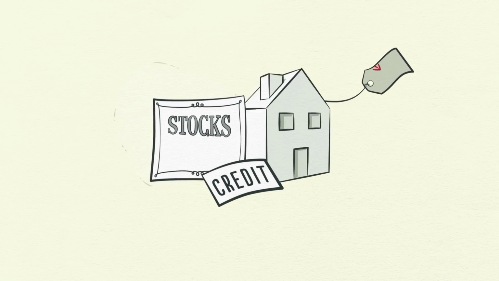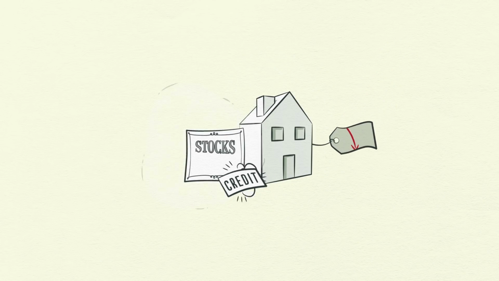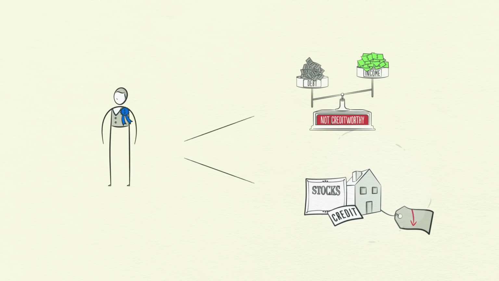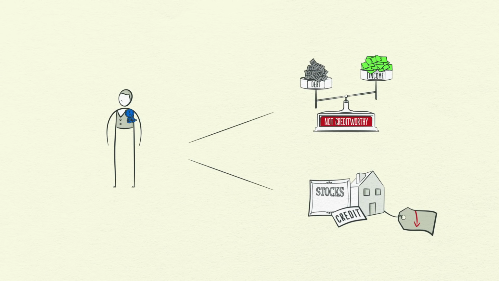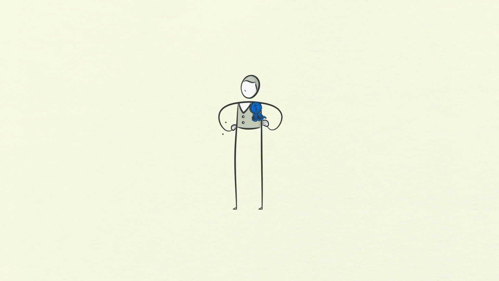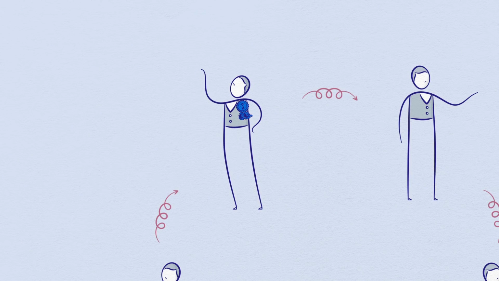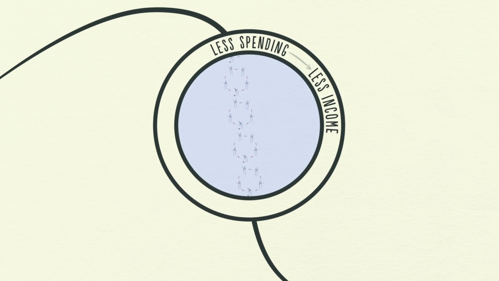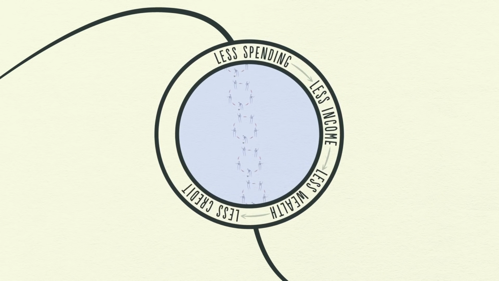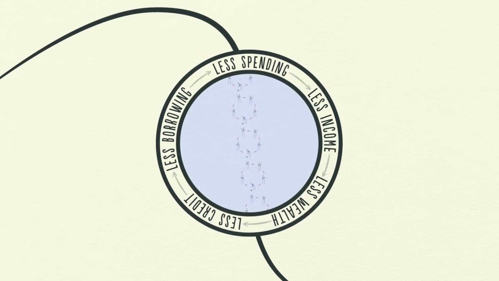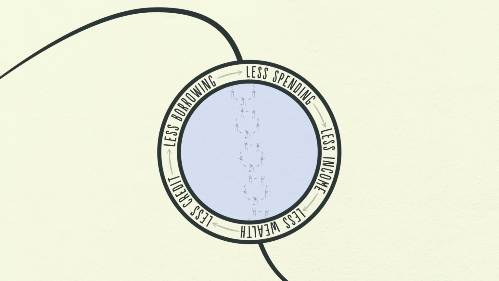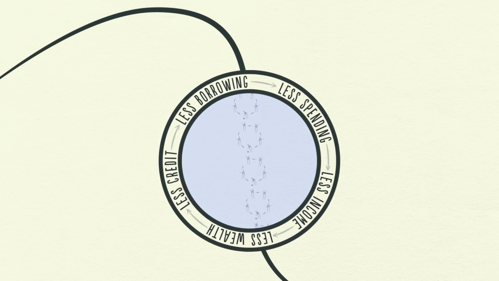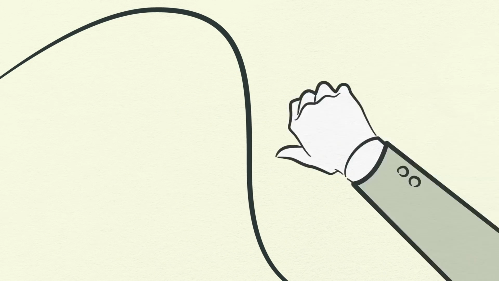As asset prices drop, the value of the collateral borrowers can put up drops. This makes borrowers even less creditworthy. People feel poor. Credit rapidly disappears. Less spending, less income, less wealth, less credit, less borrowing, and so on. It's a vicious cycle. This appears similar to a recession, but the difference here is that interest rates can't be lowered to save the day.